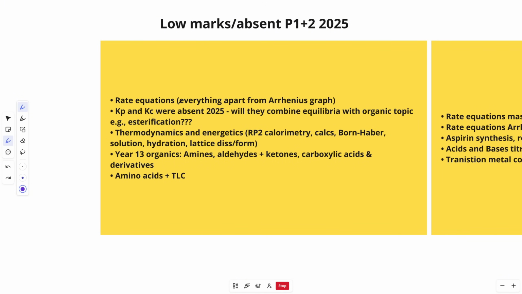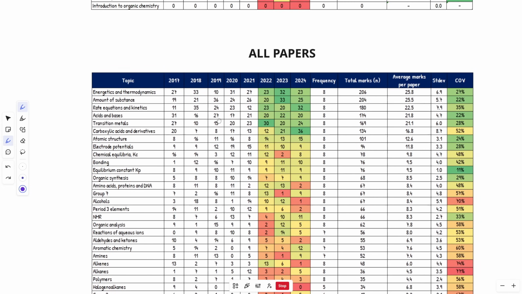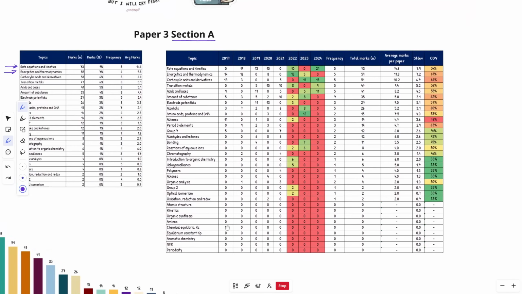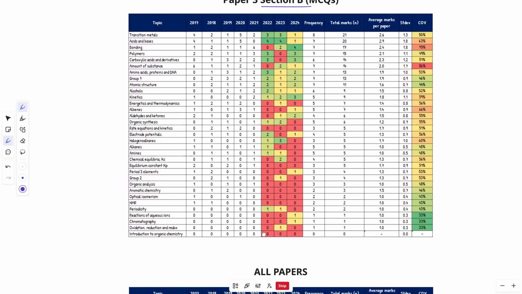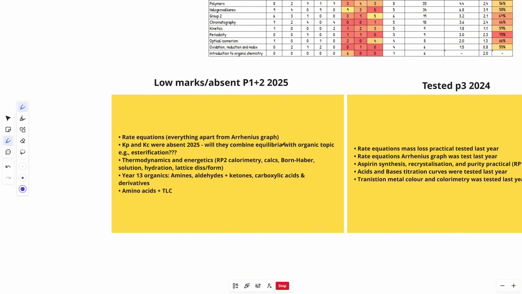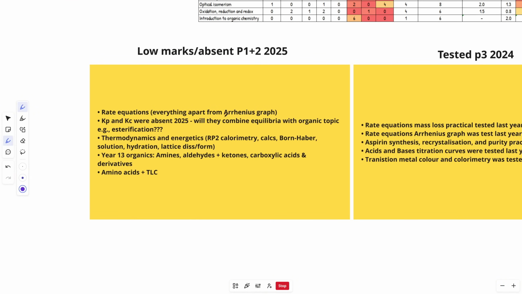So rate equations, I expect more stuff to come up on rate equations. Like I said, it's literally the highest yield topic for section A. So I expect this to come up, even though it came up for a lot of marks last year. So I'd be revising rate equations myself. To my understanding, everything apart from the Arrhenius graph is what I'd be going for, because they've already tested on Arrhenius. So I've heard anyway.